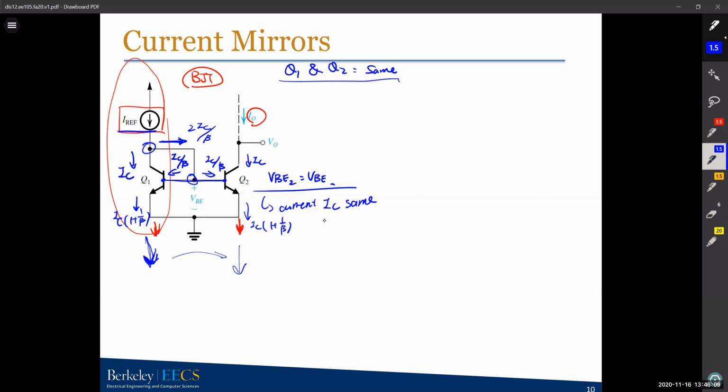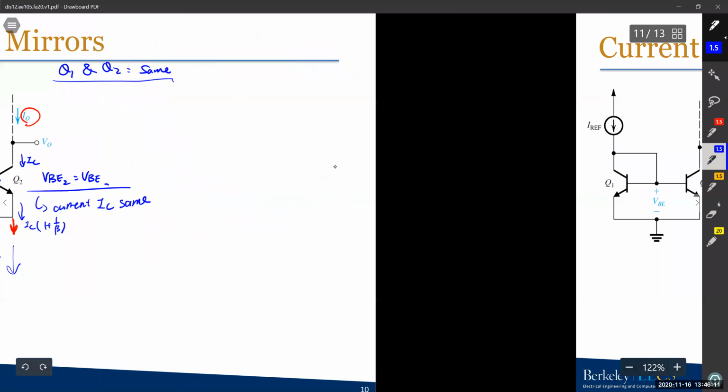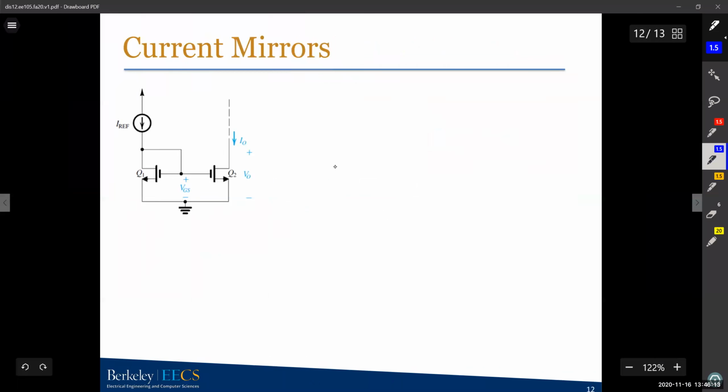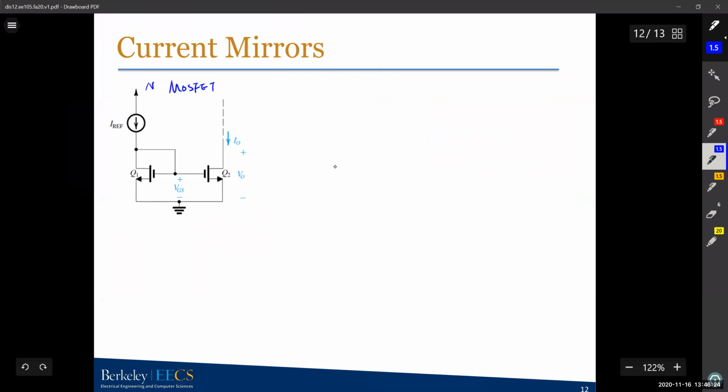This is a BJT current mirror. It's pretty simple. And we will also have a MOSFET current mirror. So this is the current mirror for MOSFETs, or N MOSFET.